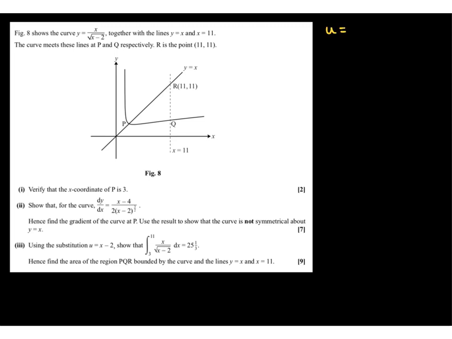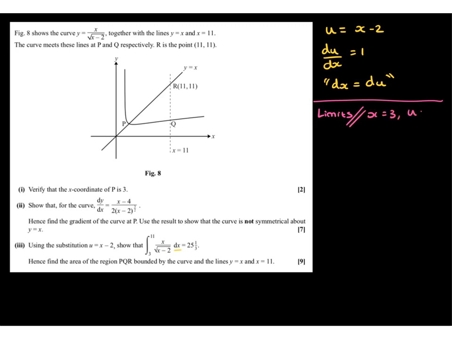So for part 3, we're going to do an integration, and we've been given the substitution that we need to use. u equals x minus 2, du by dx is equal to 1, and then here's the rearrangement that we'll use for dx in a minute. Now, this integral has limits as well, so let's make sure we deal with those too. So we know that if x is equal to 3, which is our lower limit, u is equal to 1. If x is equal to 11, which is our upper limit, u is equal to 9.